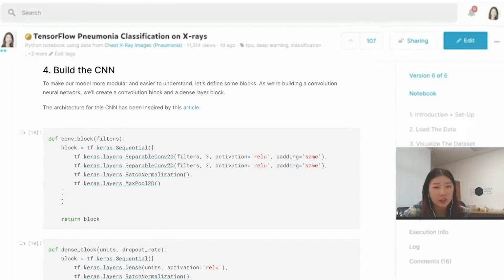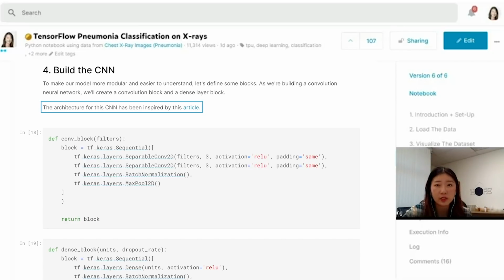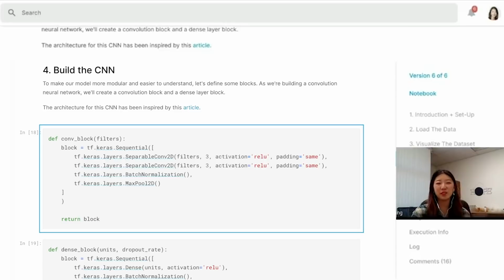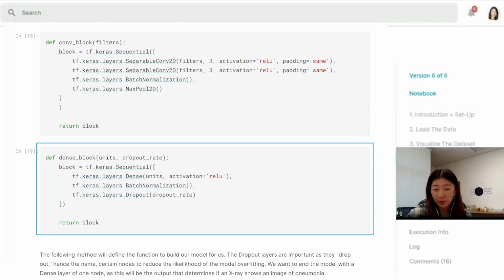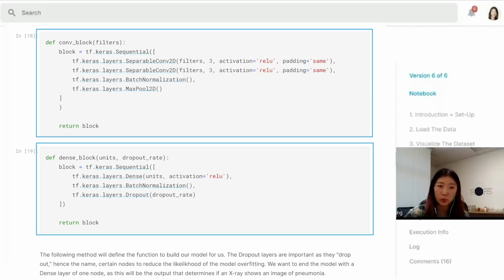Okay, so this is where we get to the interesting part. The architecture for the CNN, so CNN stands for convolutional neural net. It came from this Towards Data Science article. I'll be using the sequential model because it is a lot easier to add layers and it is more intuitive to understand. So the first block is the convolution block. It's two layers of separable convolution layers followed by batch normalization and max pooling layers. And then the other block that we're going to be looking at is a dense block. This is also followed by batch normalization, which is common in a lot of CNNs. So these are the two blocks that we're going to create.